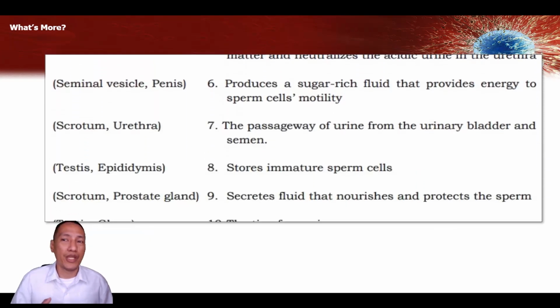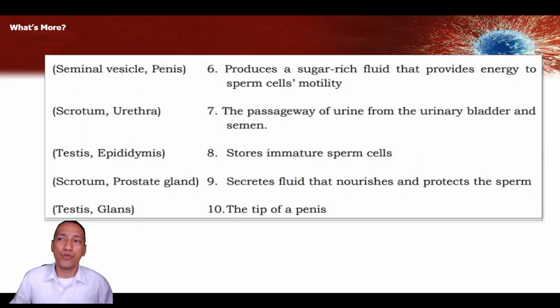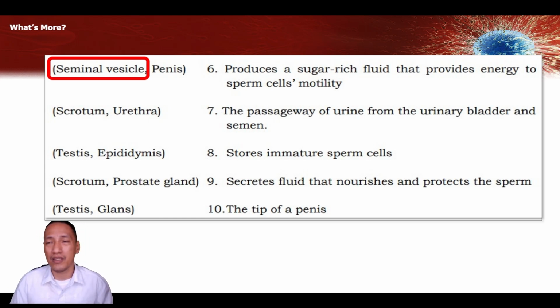We now move to the next part. Number 6, produces a sugar-rich fluid that provides energy to sperm cells' motility. Ano ulit yung motility? Ability to move. So ano yung part ng reproductive system ng lalaki na nagpo-produce ng sugar-rich, yung bibigay para magkaroon ng energy in sperm cell? That is seminal vesicle, because yung penis naman ay madali lang makilala at alam natin na hindi siya yun.